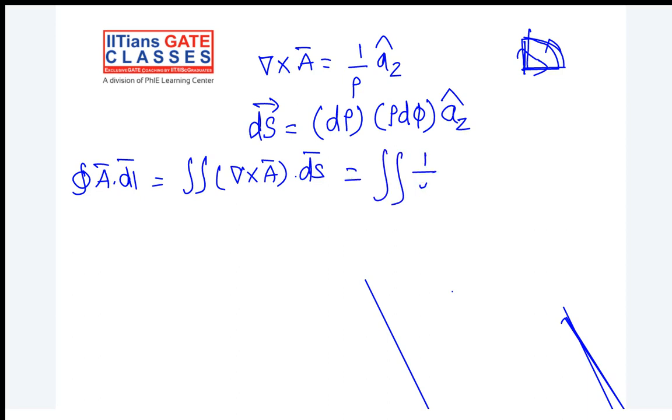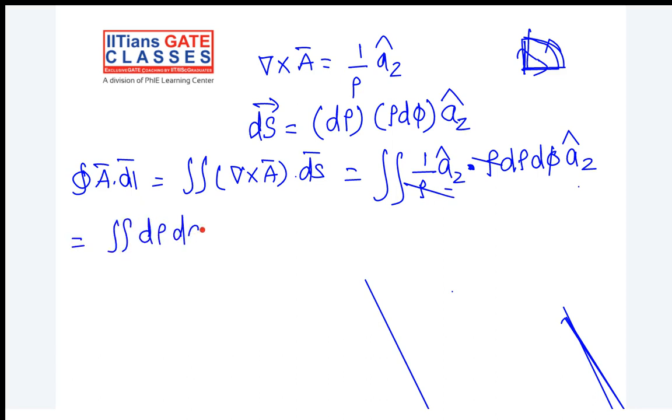So rho one time gets cancelled and az dot az will be straight away 1. So what is the value you are getting? Double integral d rho into d phi. So what is the value of rho limits? 0 to 2, I have given 0 to 2, right? And what is the value of phi limits? 0 to pi by 2.